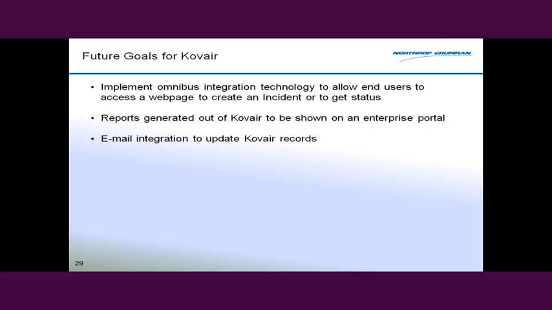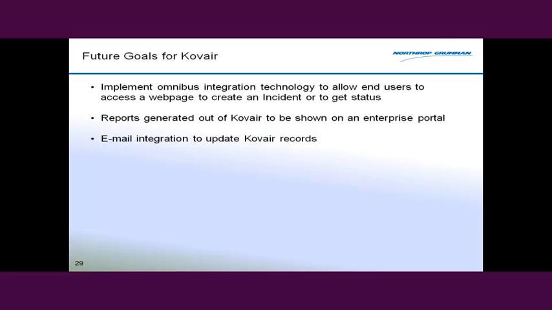Future goals. One of the things that we're going to try to do this year is we would like to get our true end users, what we would call level 1 end users, access to a web page to create an incident or get the status on an incident. And Kovair has that omnibus integration technology that will let us do that. We just haven't had time to get to it yet. Then the other thing we want to do is, instead of using our SAP Business Warehouse, we would like to have the reports that Kovair can produce and the dashboards shown on an enterprise portal. So we're working on that.